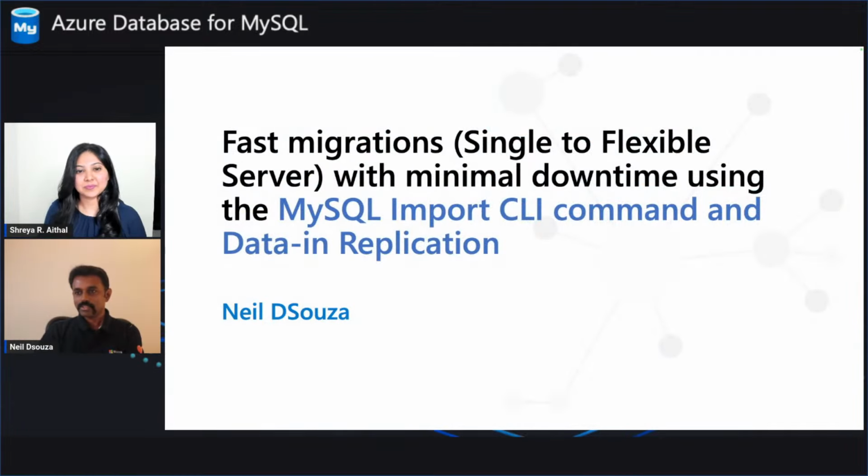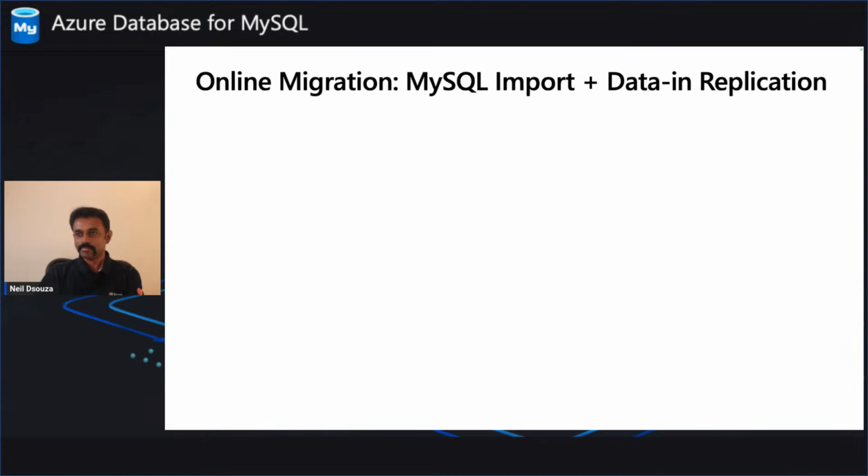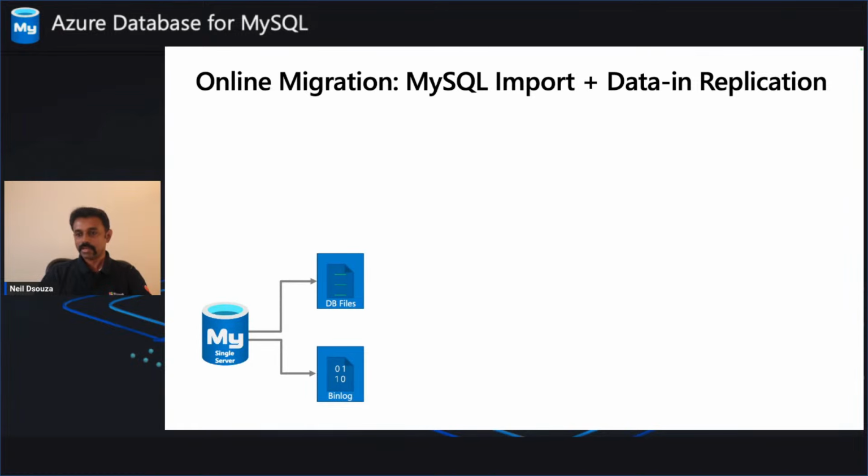So the MySQL import, as you know, is the fastest way to migrate from single to flexible server. The overall process goes through 3 stages. First, it will create a flexible server, a completely new flexible server without any data. So here I'm starting with a single server, which is the source for the migration, with the database files and the bin log. And when I execute the MySQL import command, the first step it's going to do is create a flexible server.